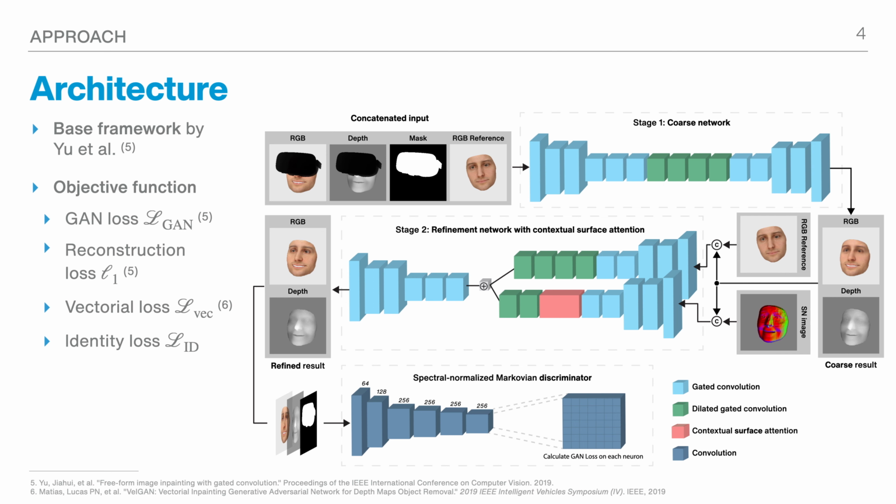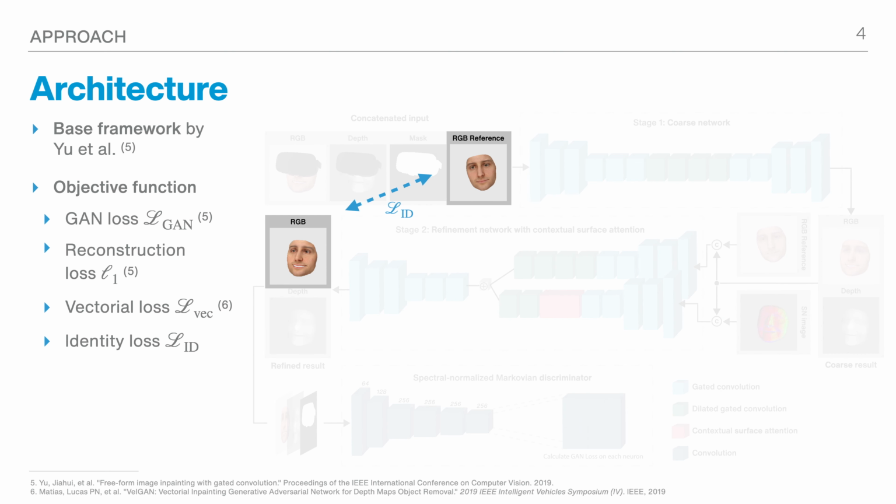Also part of this function is the reconstruction loss, which stimulates pixel-wise reconstruction. In addition, we employ the vectorial loss by Matthias et al., which measures the reconstruction error of the surface normals of the inpainted image and the ground truth image. And lastly, to preserve the identity of the subject, we employ an RGB-based identity loss, which minimizes the mean square distance between the identity embeddings of the reference RGB image and the inpainted RGB image. These embeddings are obtained by passing the respective images through a pre-trained face recognition model, for which we use ResNet-50 trained on VGGFace2.